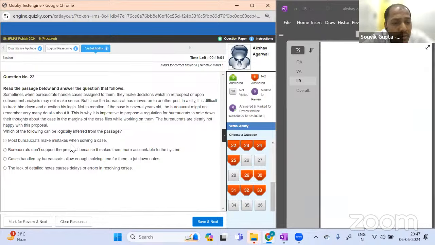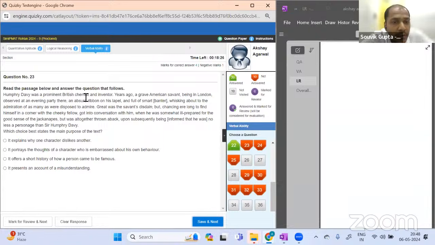What's the lack of requirements? It causes delays or errors in resolving cases. That's what this is all about. It does not say anywhere whether it allows them enough time. Most bureaucrats make mistakes, not necessarily. Sometimes they make mistakes, or sometimes in retrospect, bureaucrats don't support it. Nowhere does it mention that they don't want to be more accountable. The problem could be something else. So yeah, lack of detailed notes causes delays, basically, that is what the inference is all about.